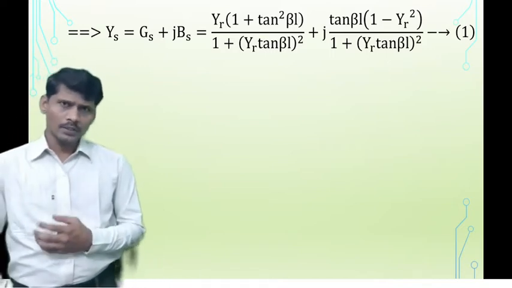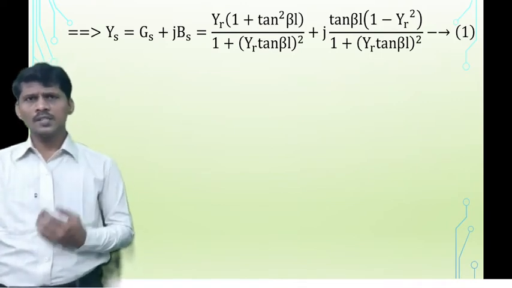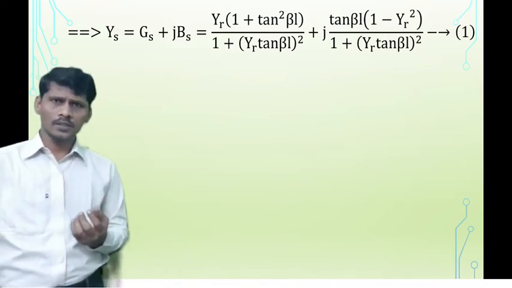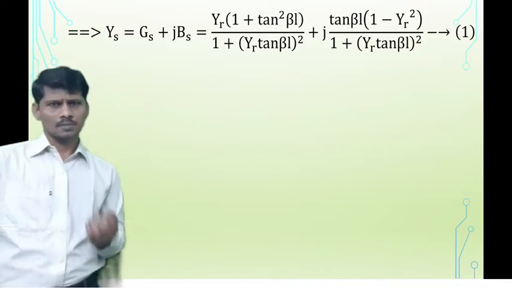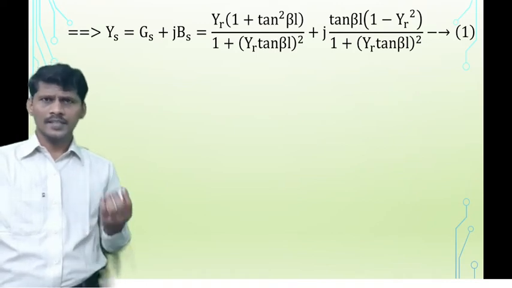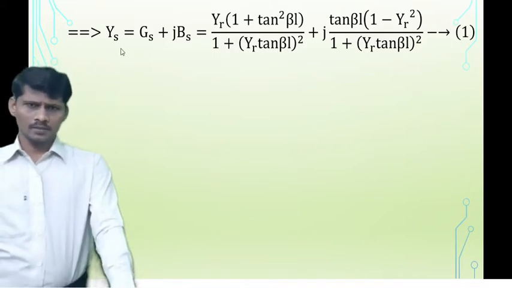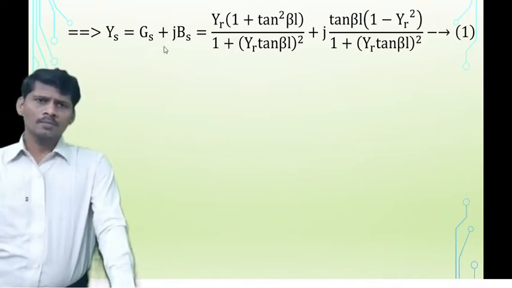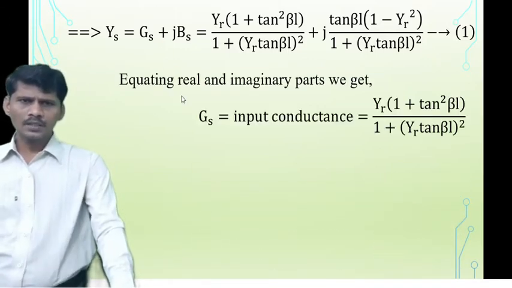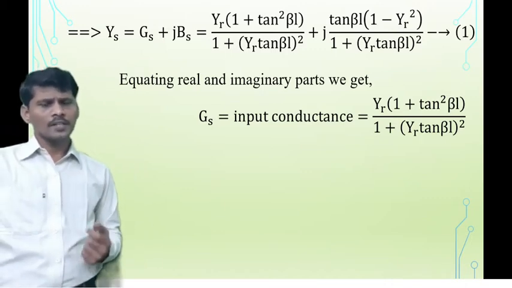Impedance is a complex quantity, R plus jX, where R is the resistance and X is the reactance. Similarly, admittance is also a complex quantity, G plus jB, where G is the conductance and B is the susceptance. Now here the normalized input admittance Ys is equal to Gs plus j Bs, where Gs is the input conductance and Bs is the input susceptance.